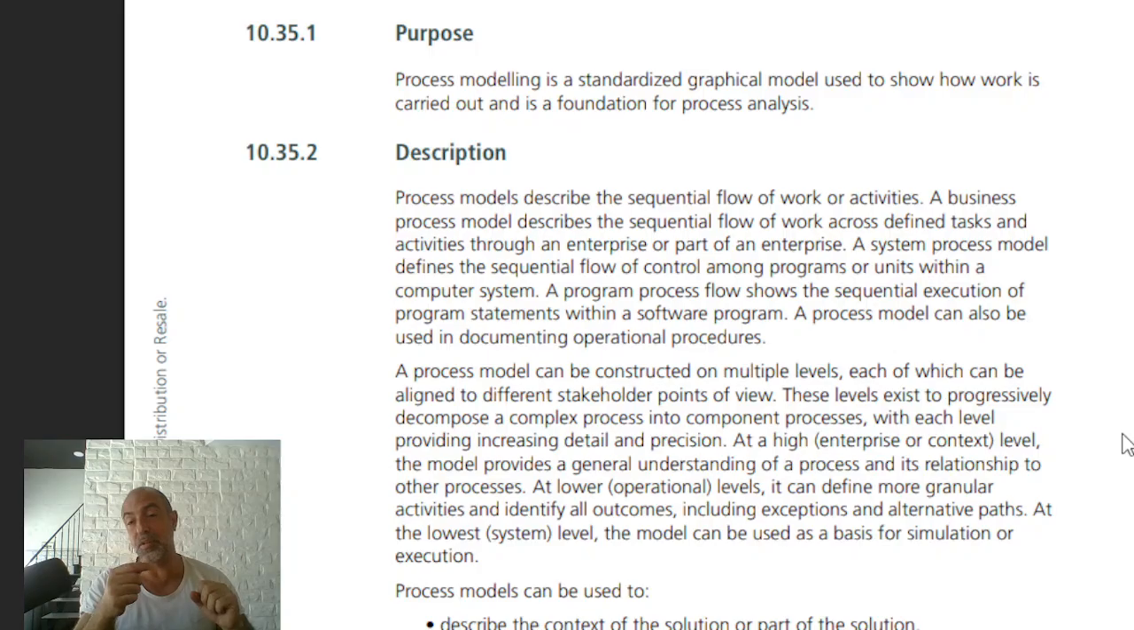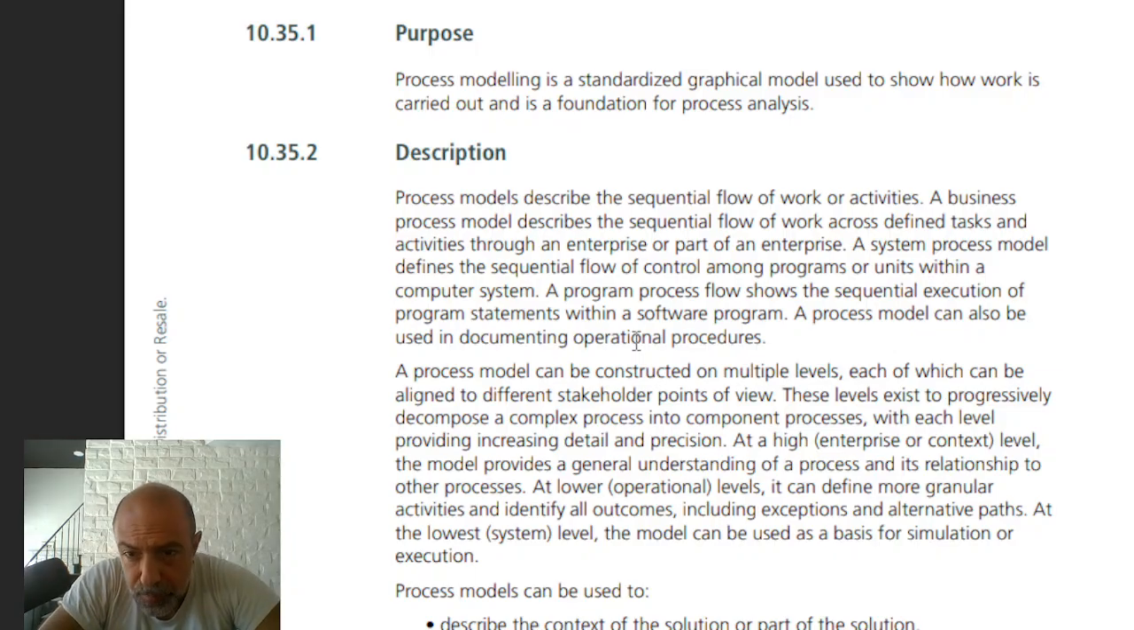So this is more of a process instead of everyone harmoniously going, now, click, done, move, right? There's always something that has to happen. When it's done, it's an event, it signals: okay, this is done, do this. So a system process model defines a sequential flow of control among programs or units within a computer system, of course. Events, computers use events as well. A program process flow shows the sequential execution of program statements within a software program.